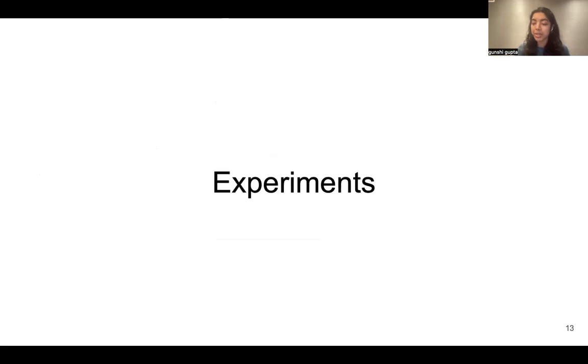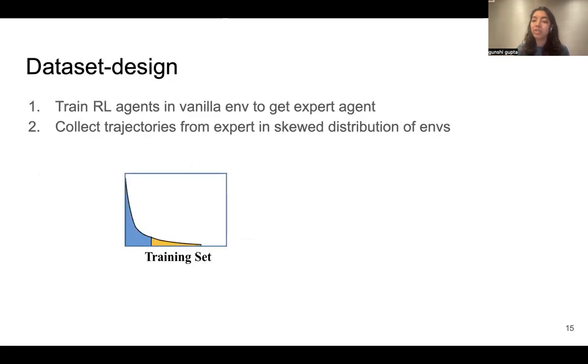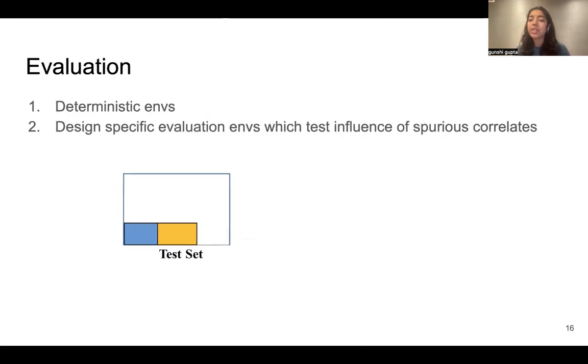Now we come to the experiments. We designed three setups to simulate causal confusion in offline reinforcement learning. We train RL experts on the unmodified version of these environments and then use them to collect offline data on the modified versions of these environments. We then trained models offline with CQL with different data sampling strategies on this data set and evaluate them on a set of environments testing different cases of causal confusion.